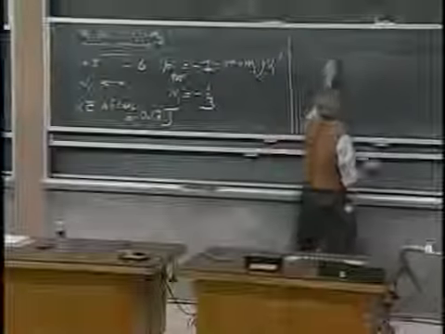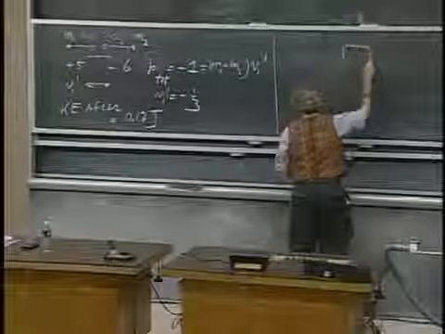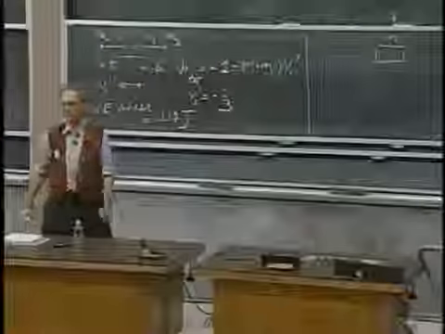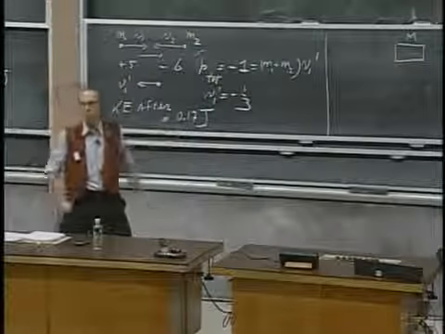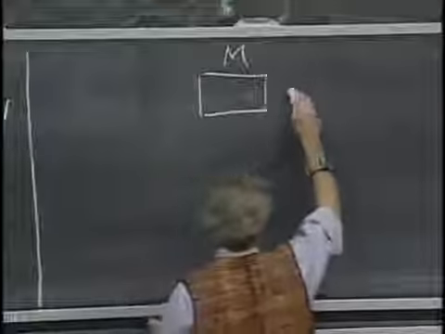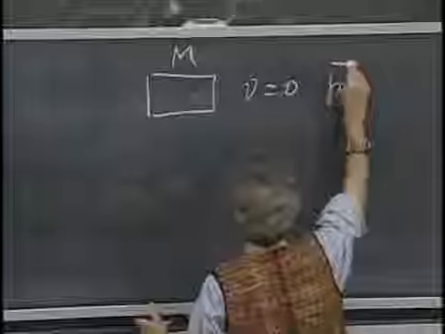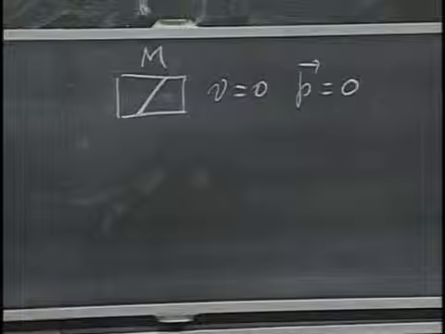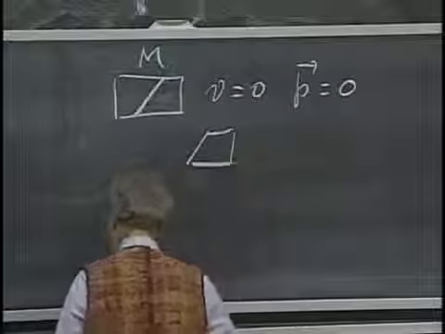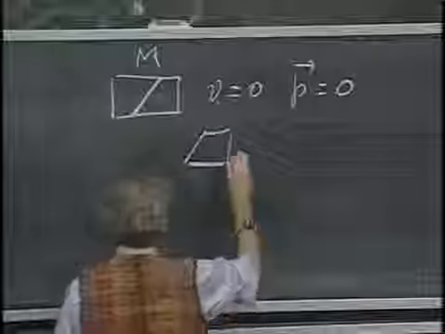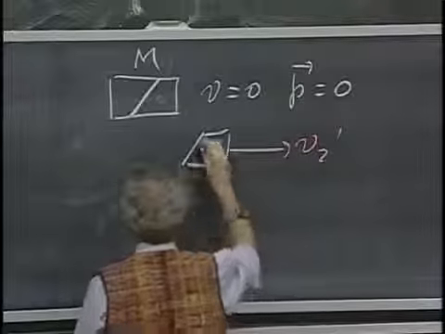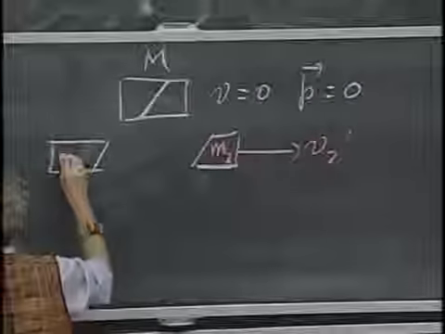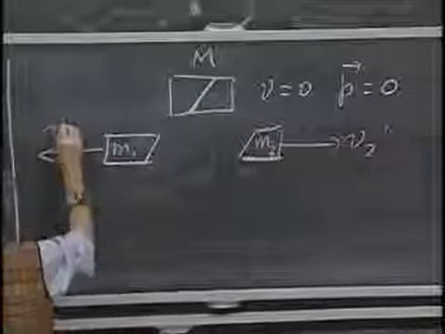In the most simple case that I can think of, I have here a block which has a certain mass m. But there is an explosive inside. And all of a sudden it goes boom! It explodes. Well, before, the speed is 0, and so the momentum is 0. And there comes the bang, and one piece flies in this direction with a certain velocity v2 prime. This is m2. And another piece flies off in this direction with mass m1 with velocity v1 prime.